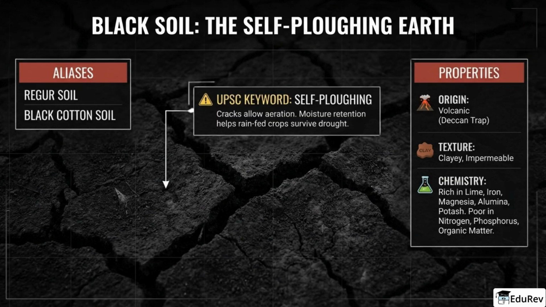UPSC does not just ask where it is found. It asks why it is good for cotton and drought resistance. The answer is moisture retention plus cracking behavior.